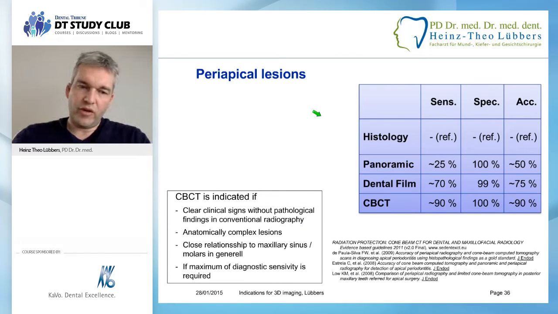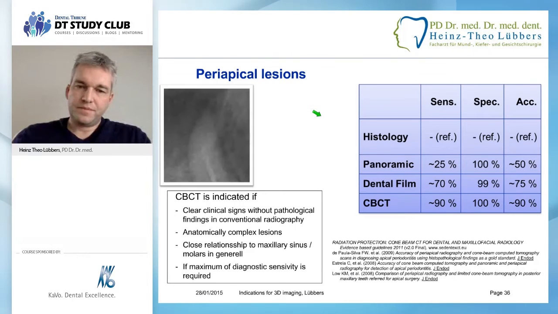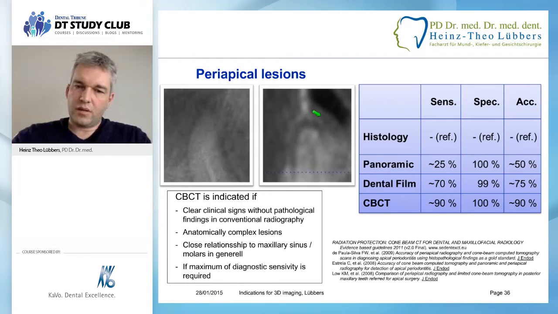So what we know about periapical lesions is that the histology is the reference with 100% sensitivity and specificity and accuracy finally. The panoramic has only a 25% sensitivity rate, and well, whenever you see one on a panoramic, it's really one, so you get 50% accuracy. The dental film has 70%, and the cone beam CT has about 90% of the periapical lesions you are able to pick up.